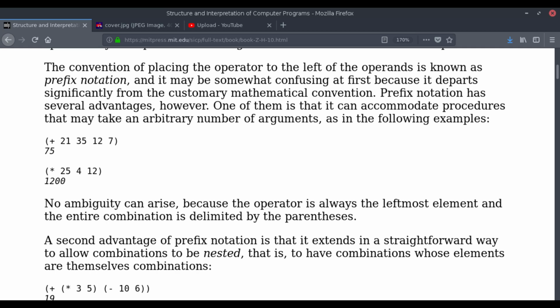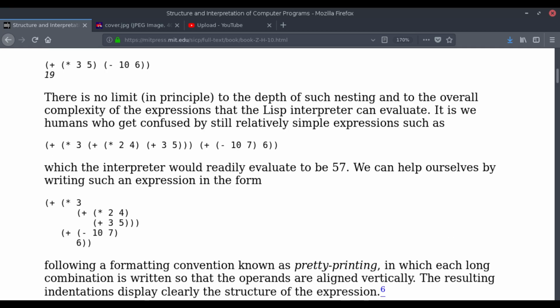We can take 3 times 5 and 10 minus 6 and add them together to get 19. There is no limit, in principle, to the depth of such nesting, and to the overall complexity of the expressions that the Lisp interpreter can evaluate. It is we, humans, who get confused by still relatively simple expressions, such as the result of adding the result of multiplying 3, and the result of adding the result of multiplying 2 and 4, and the result of adding 3 and 5, and the result of adding 10 minus 7 and 6, which the interpreter would readily evaluate to be 57.